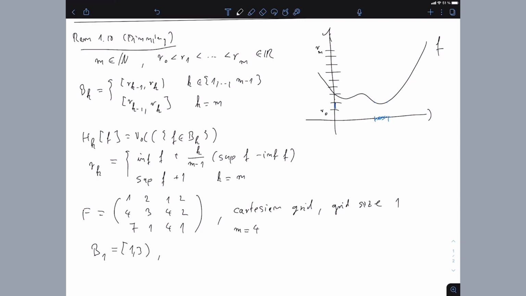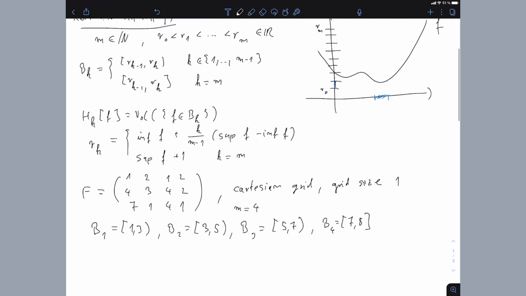So the first bin is just 1 to 3. The second one is 3 to 5. The third one is 5 to 7. And the last one is 7 to 8.